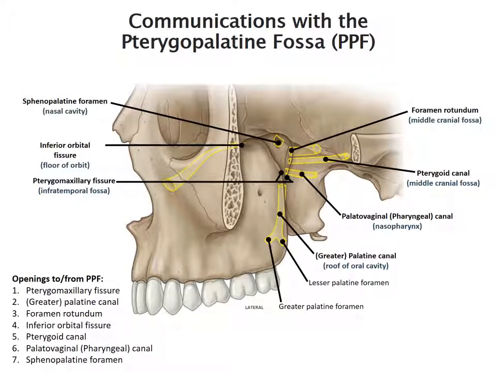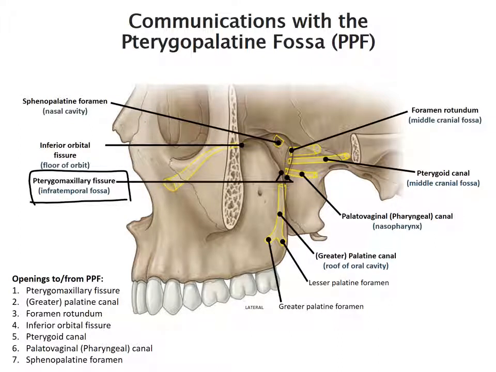The pterygopalatine fossa communicates with a number of different spaces and regions of the head via 7 different openings into or out of this space. The largest opening between the infratemporal fossa and the pterygopalatine fossa is the pterygomaxillary fissure. The maxillary artery within the infratemporal fossa passes through the pterygomaxillary fissure in order to enter the pterygopalatine fossa.